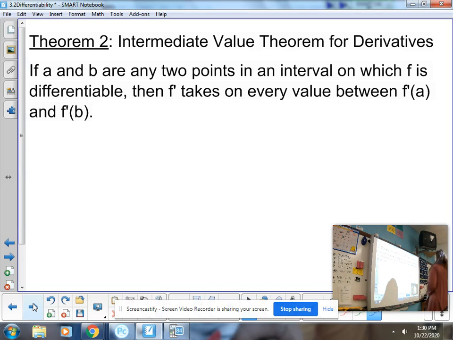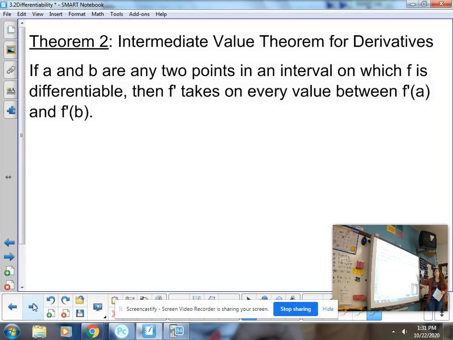Keeping along with that, now we have theorem 2. Theorem 2, the intermediate value theorem for derivatives. So if a and b are any 2 points in an interval on which f is differentiable, then it has to take on every value between f prime of a and f prime of b. So this is going along with the intermediate value theorem that wasn't for derivatives, that just said if we knew a function was continuous, then it had to take on everything between a and b. So this is saying if you have the slope at a and you have the slope at b, and we know it's differentiable from a to b, then every derivative would have to exist.